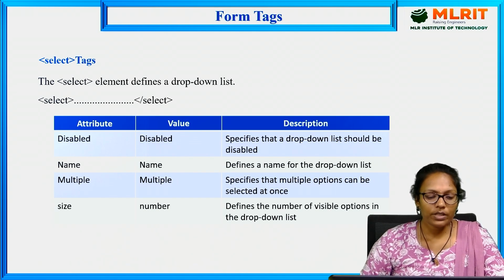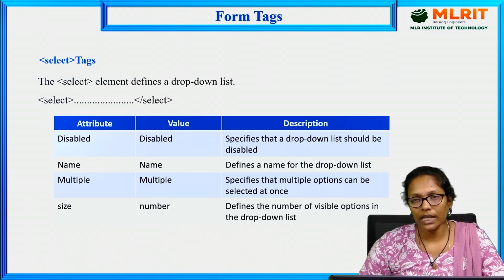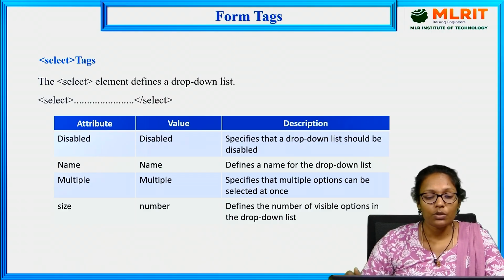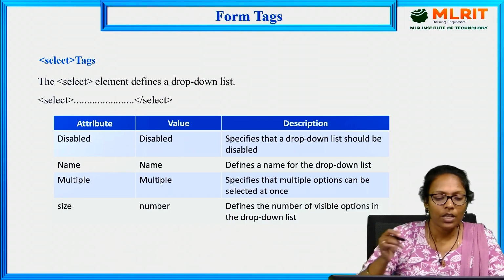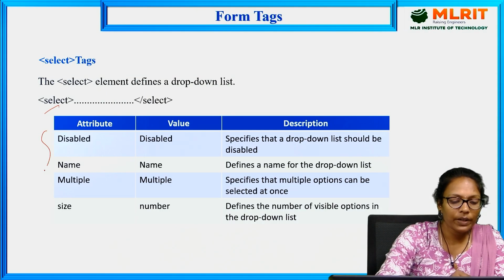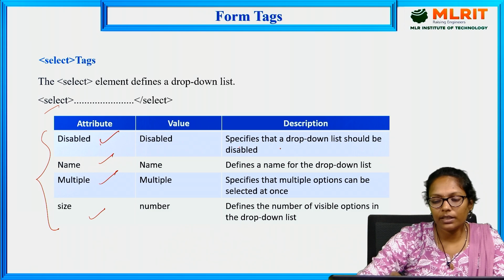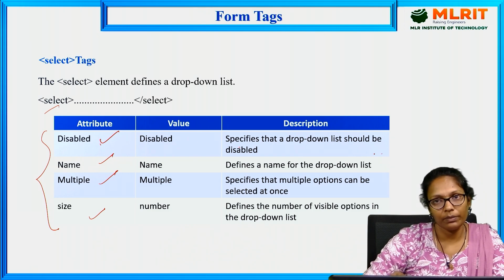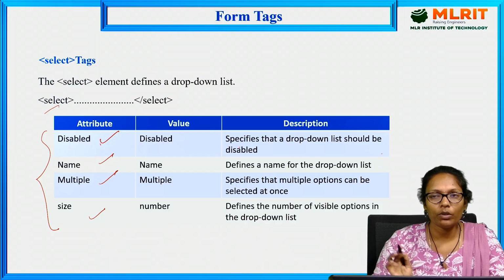So, coming to the select tag. The select tag is used to create a drop down list, as we discussed in the previous video. We will see different or additional things about the select tag here. For the select tag, we can use different attributes like disabled, name, multiple, size. Disabled specifies that the drop down list should be disabled. So if I write select followed by disabled, then the drop down list will be disabled.